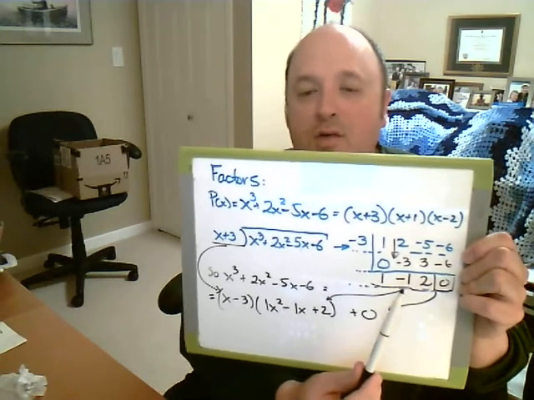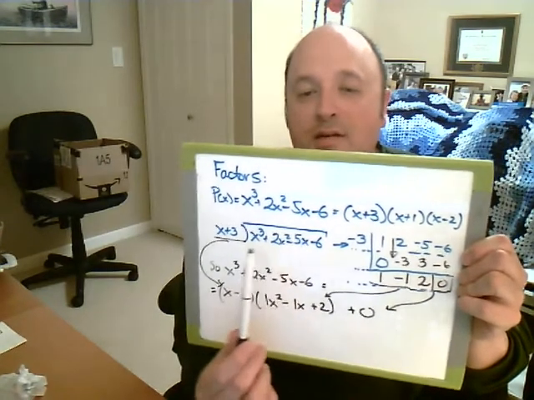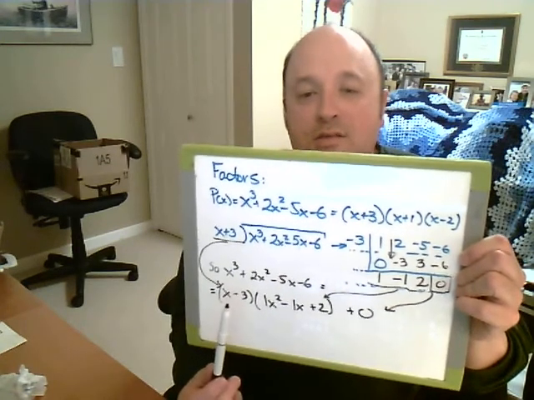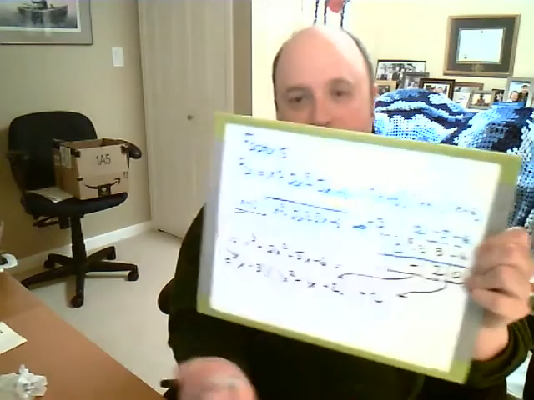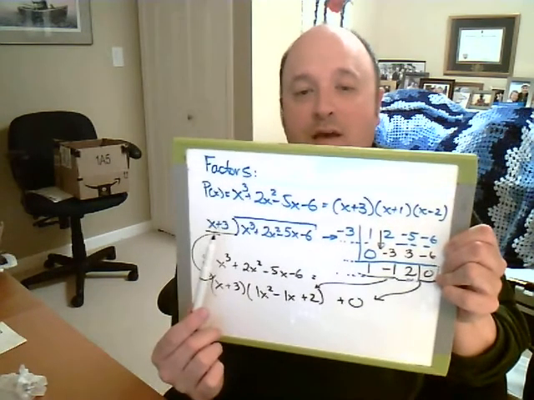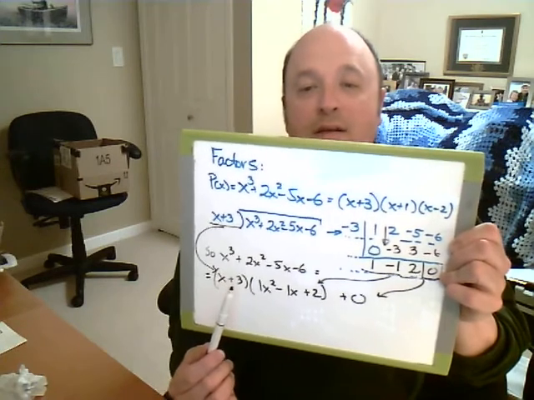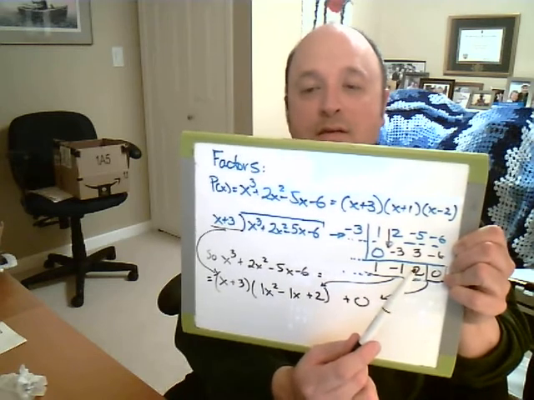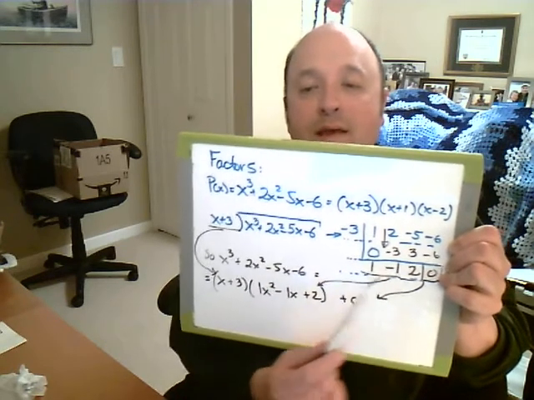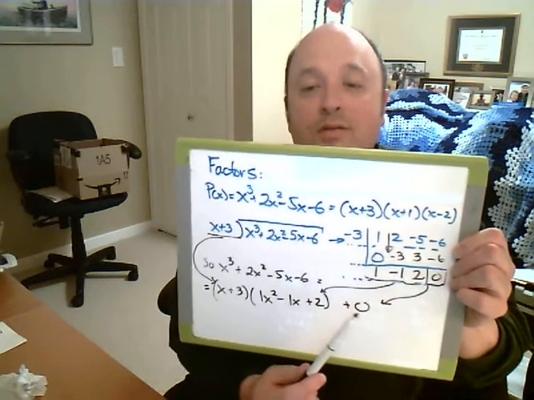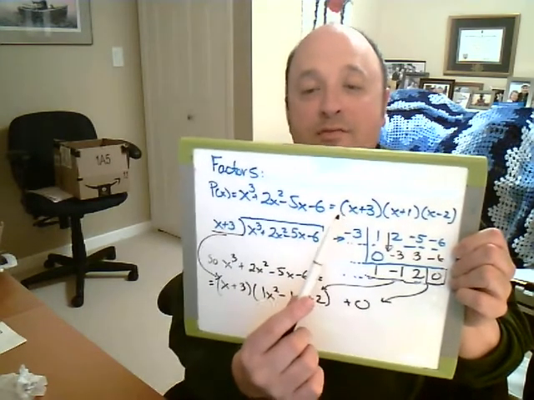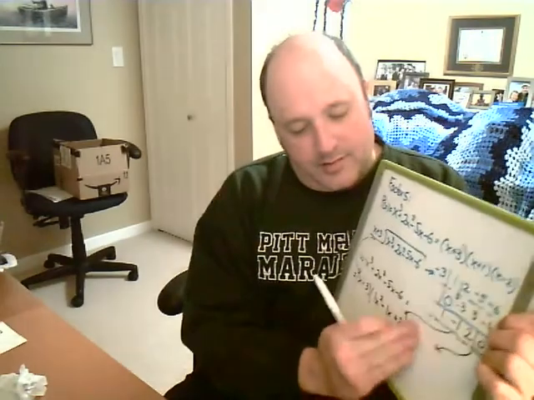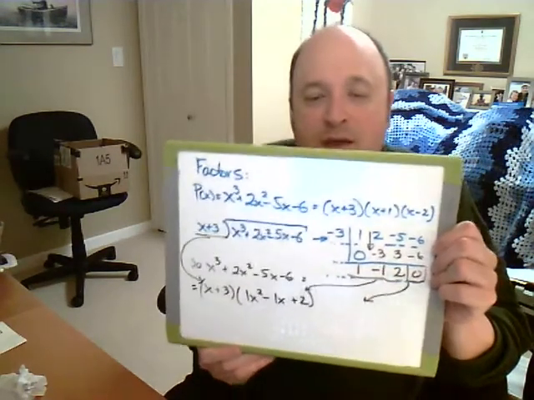Okay, and so I can say that my original polynomial, this one here, is equal to x, sorry, that should be x plus 3. There we go. X plus 3, right, that's one of my factors. And the other part that's left over, well, that's going to be 1x squared minus 1x plus 2. Right, so that's that. And my remainder is 0. So that lets me know that this x plus 3 is a factor because I have no remainder. I don't have to show that plus 0, it's just there for illustrative purposes.